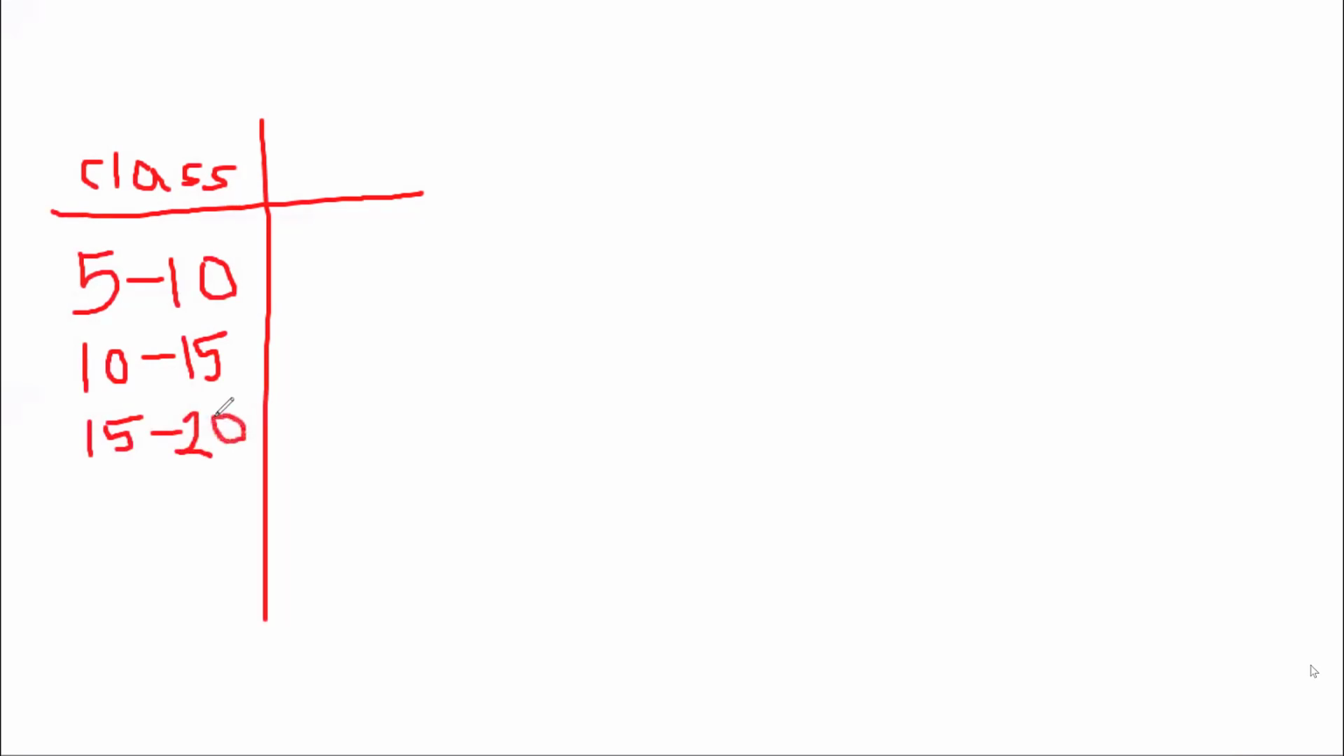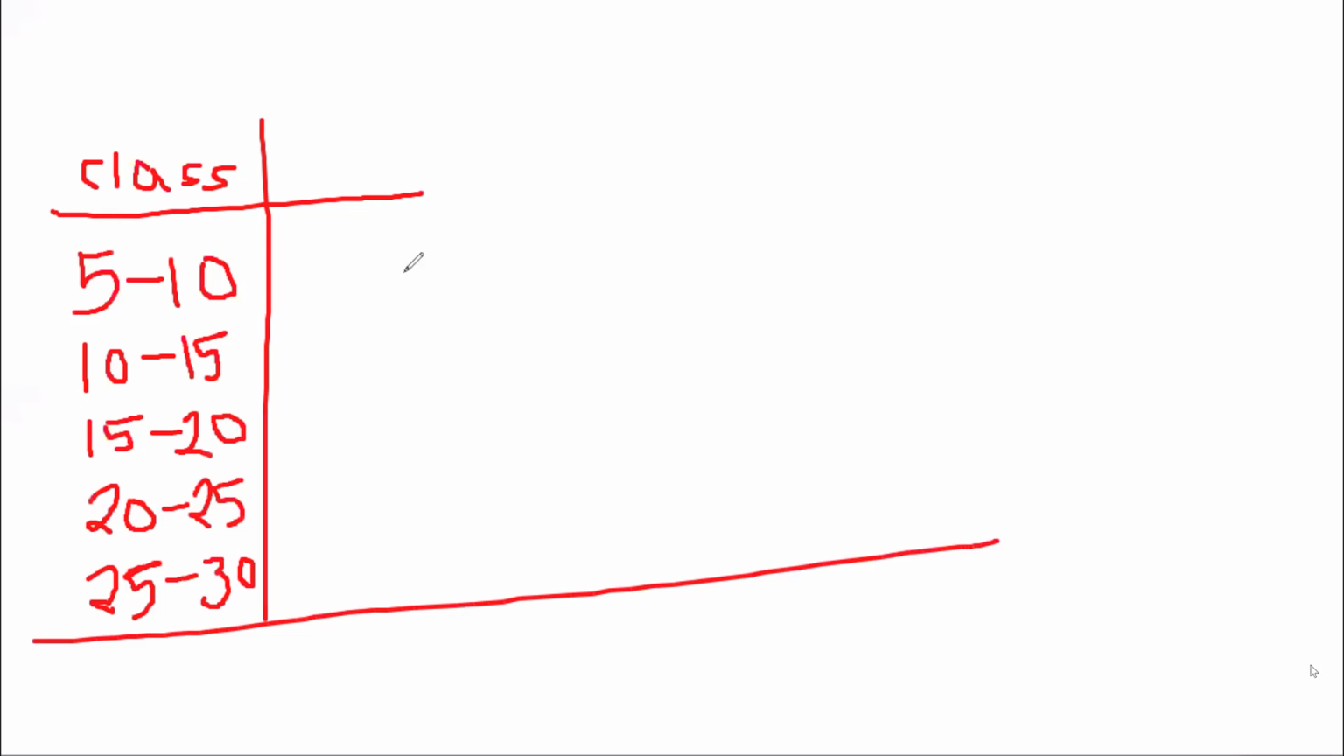Okay, suppose you have class intervals like this. Now I'm going to start because it's time now. Suppose these are the class intervals, 25 to 30. Your frequency, say 1, 2, 3, 2, 1.